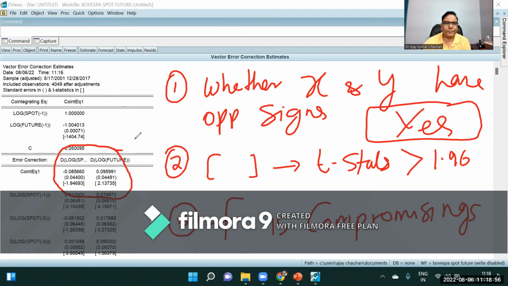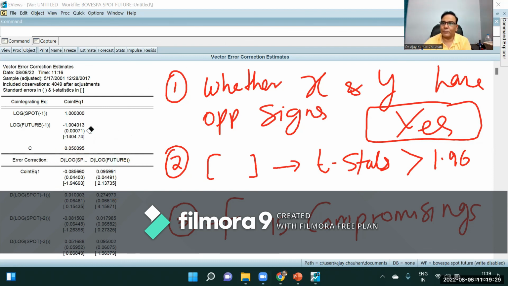So I explained to you, and one more thing. You can see that 0.09 is known as the speed of adjustment. The speed of adjustment in future is higher than the speed of adjustment in spot. So the future market is adjusting the error quickly as compared to the spot. We also have to explain these terms in terms of speed of adjustment.